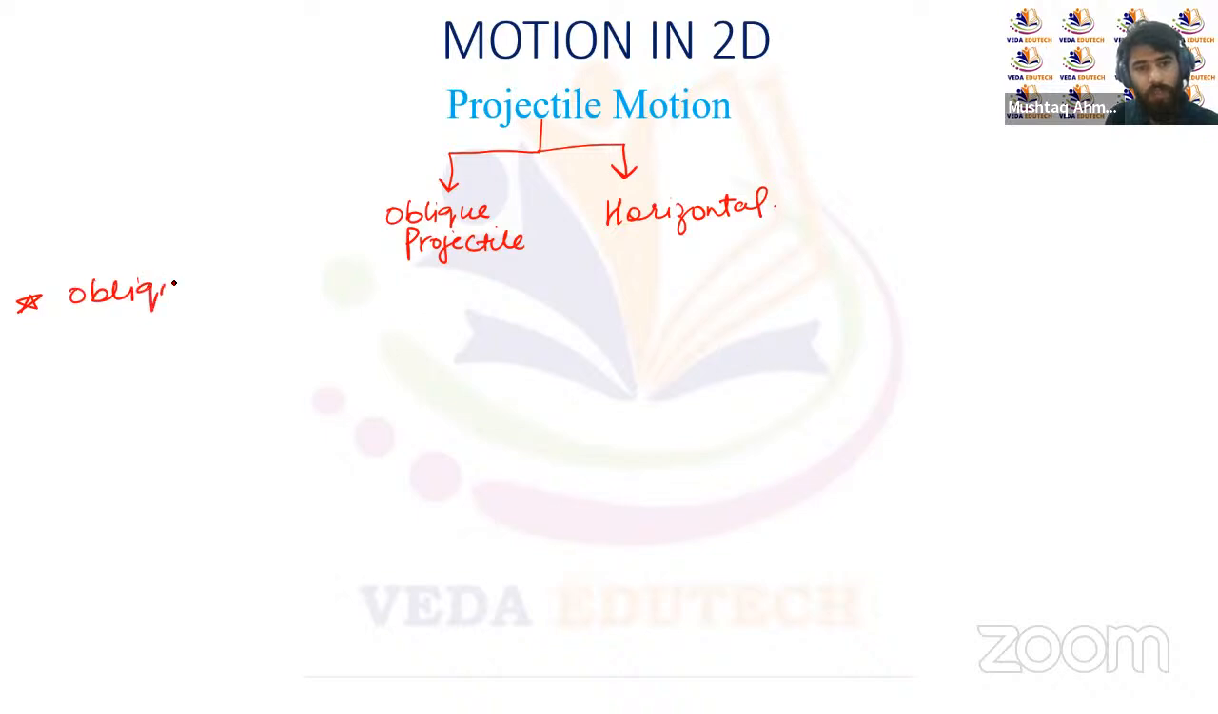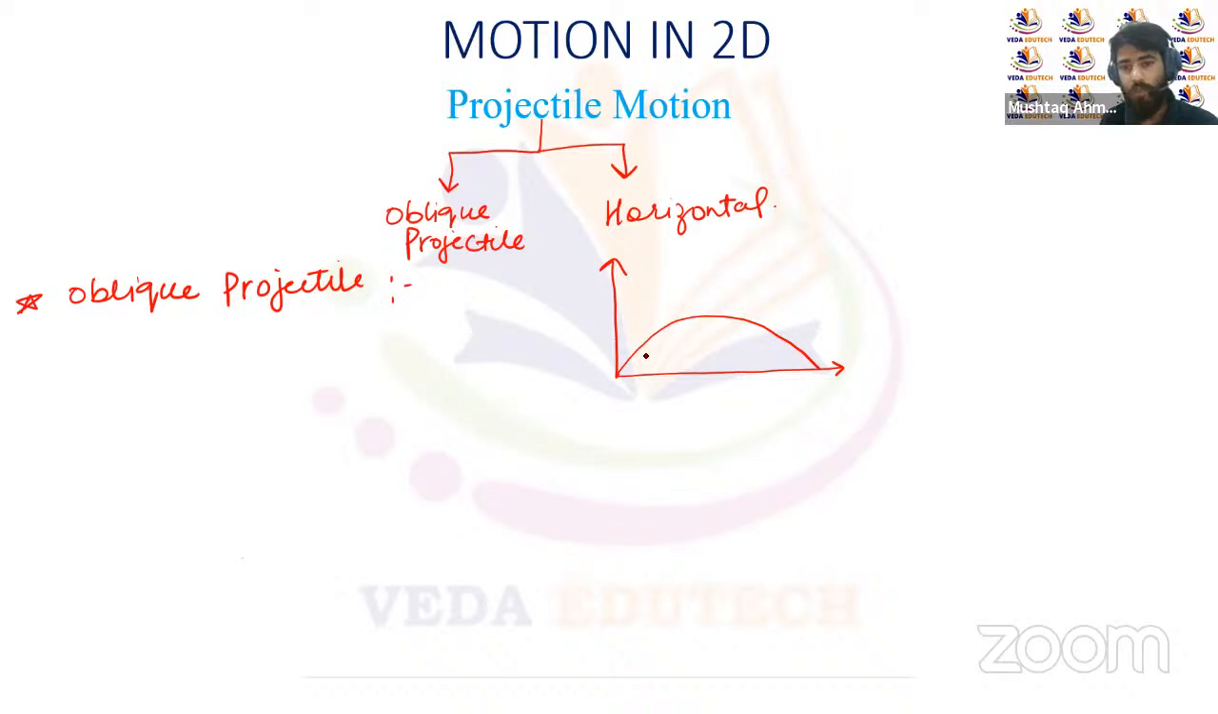In the case of an oblique projectile, suppose we are projecting a projectile at an angle of theta with respect to the horizontal, with initial speed u. This is our y-axis, and this is our x-axis, right? And the origin of this xy plane is the reference point for this projectile.